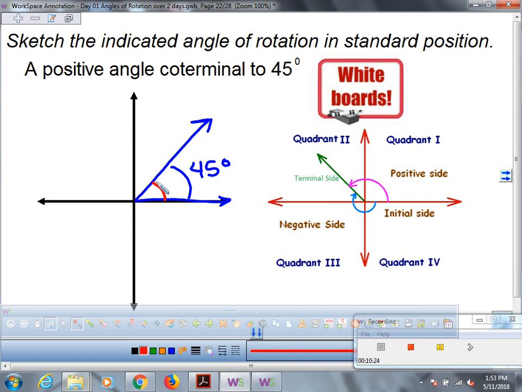So aren't I going to have to go all the way around, and then I'm going to end there. Could I go all the way around again? If I really wanted to, I could go around as many times as I want as long as I end there. Right? So I've got 360 plus 45 equals 405.